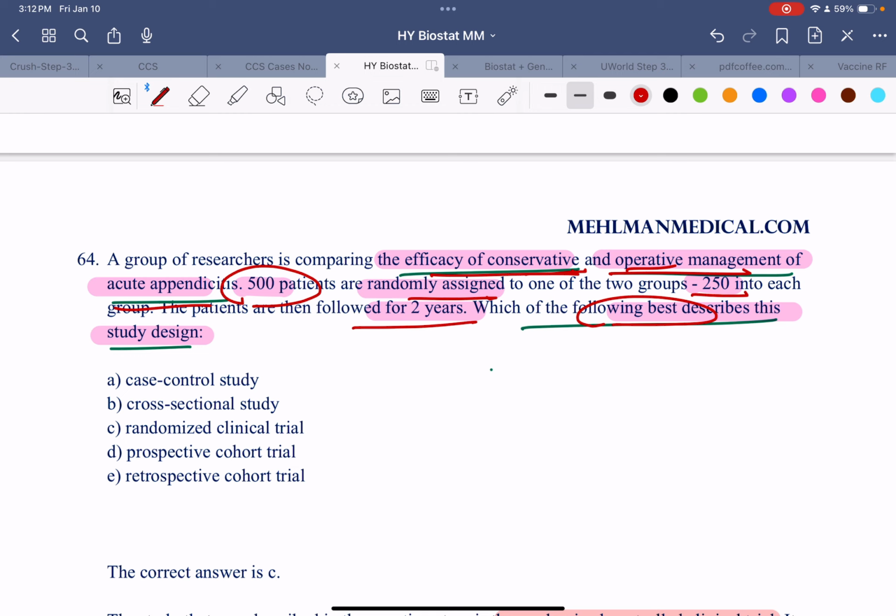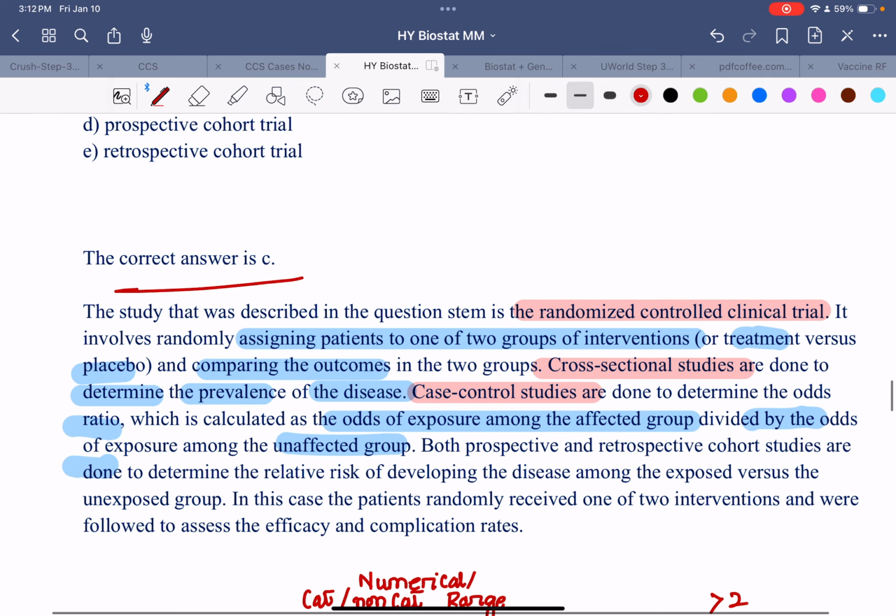So we have people who both have the disease, right? Of course, everyone is going to have appendicitis, but the difference is the treatment. Some are going to get the treatment and some are just going to be managed conservatively and not be operated. So whenever there is an intervention involved, this is known as C, randomized control trial, right? Assigning patients to one of two groups of interventions, that is treatment versus placebo, and then comparing the outcomes is known as a randomized control trial.